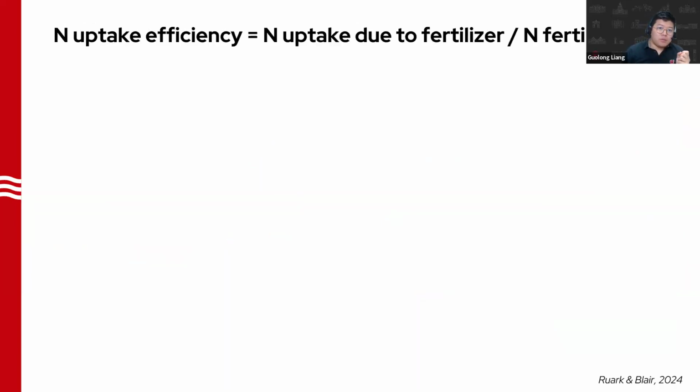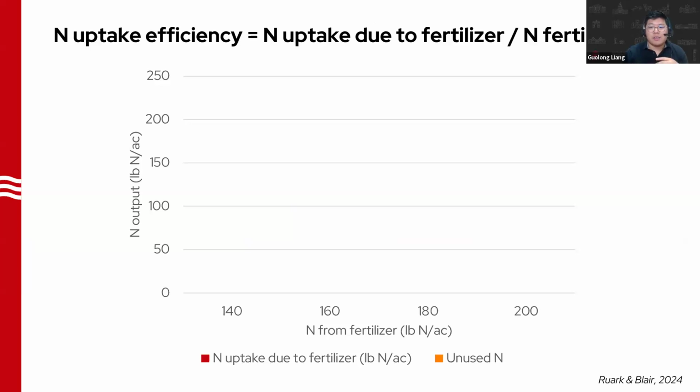Let's take a closer look at sweet corn first. In this trial, they applied different nitrogen rates on sweet corn and tested how much nitrogen each strip removed. On the x-axis, we can see nitrogen from fertilizer, and on the y-axis, we're going to talk about the distribution of nitrogen taken up by the sweet corn and some unused nitrogen from the budget approach.